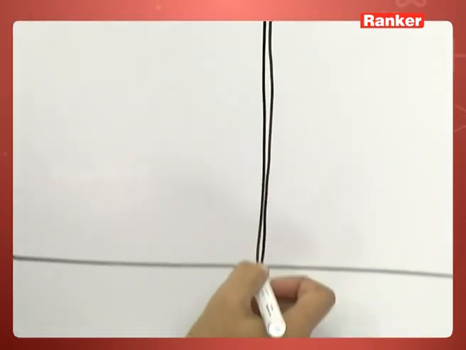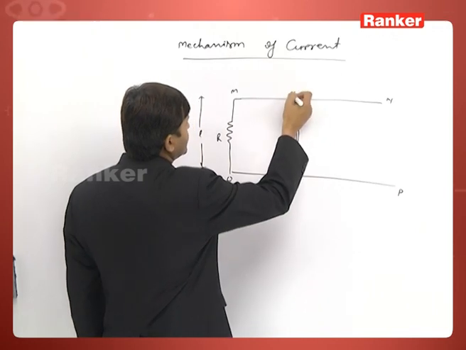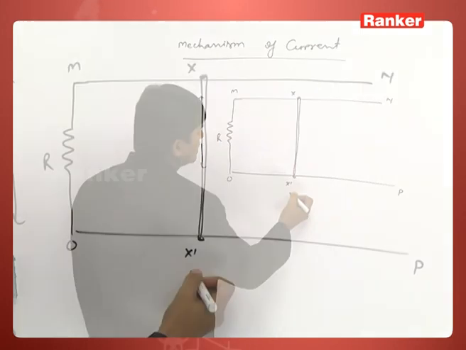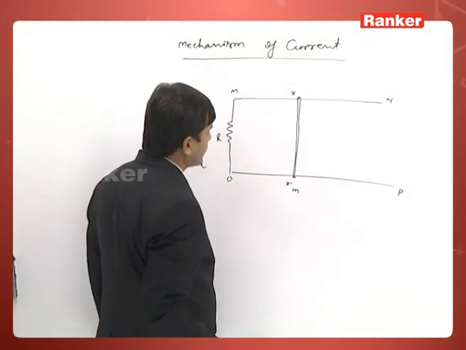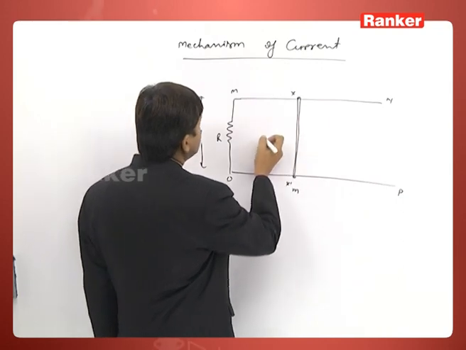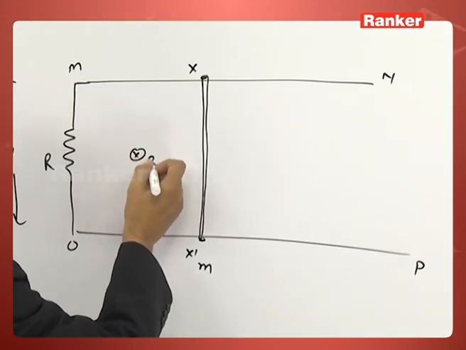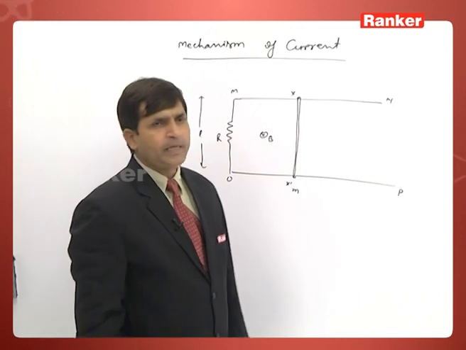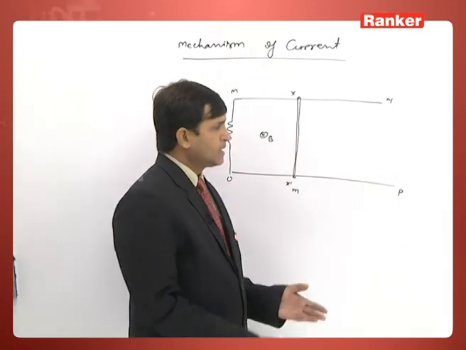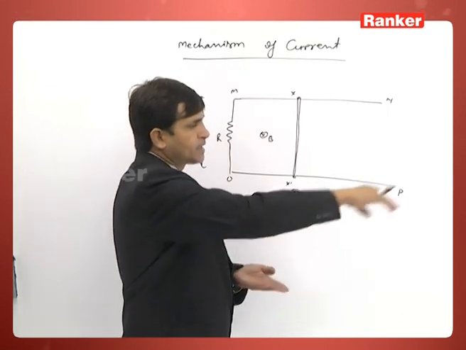Let X X dash be a conductor of mass m, and the whole system is kept in a horizontal plane, with the magnetic field into the plane of the system. It means we can say it is just like this horizontal system.